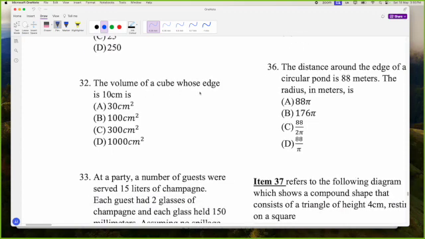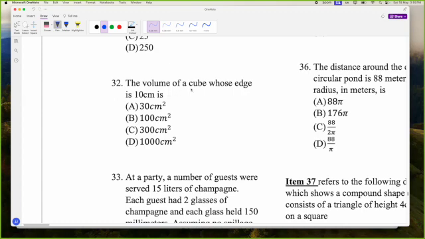The volume of a cube whose edge is 10 centimeters. So it's a cube, and we're talking volume. If this is 10, this is 10, and this is 10, we are talking about 1,000. So 10 by 10, the base, by the width, by the height. 1,000 centimeters. Wait. Oh, look, I have a typo here.